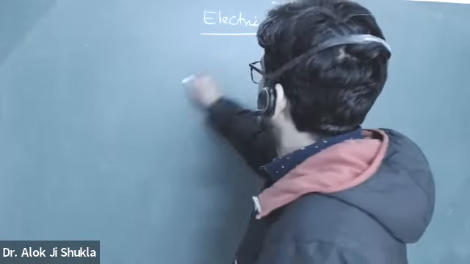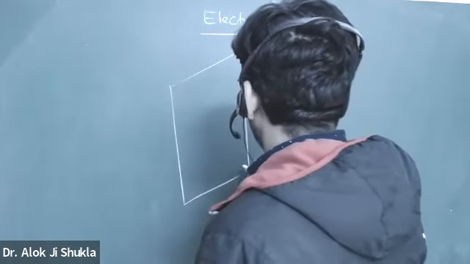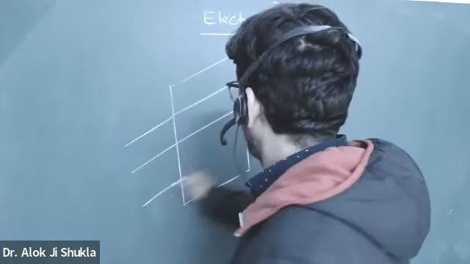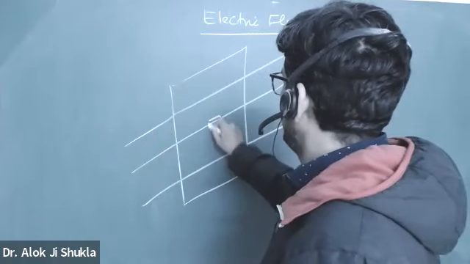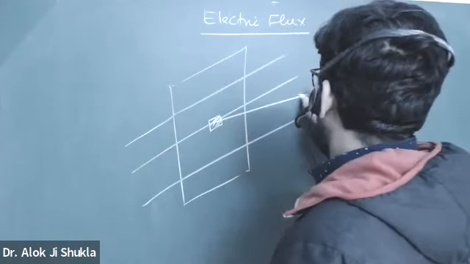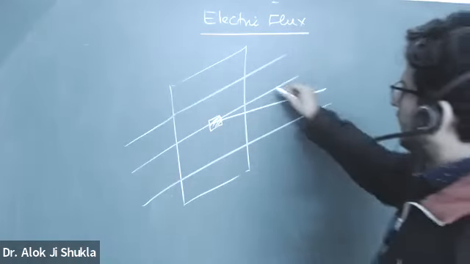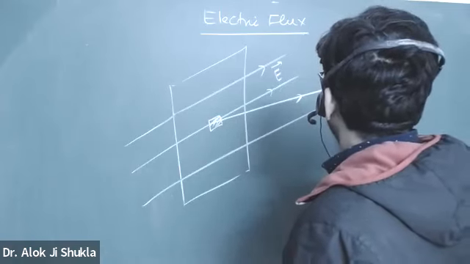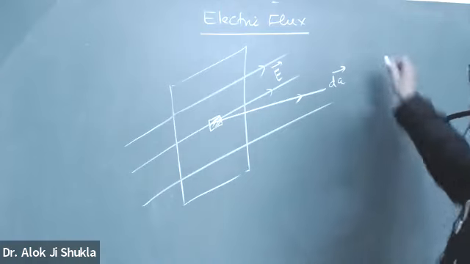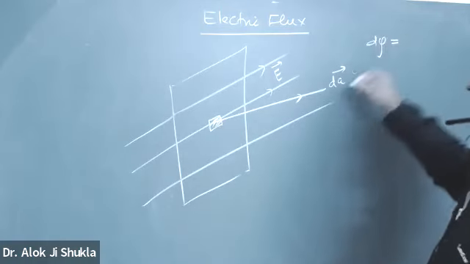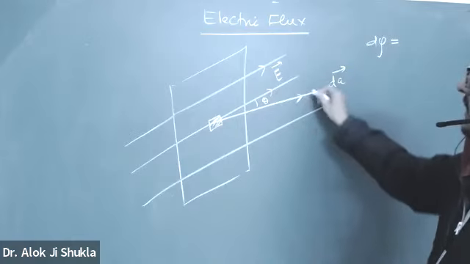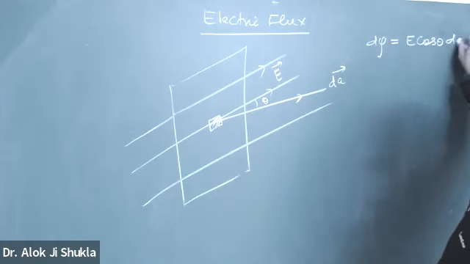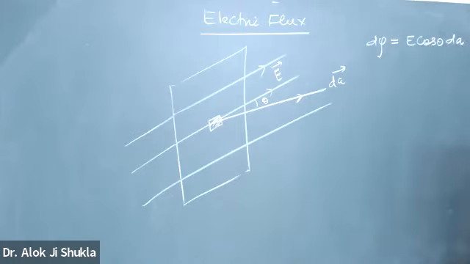So if you have some surface like this, and there are field lines crossing the surface like this, and you take a small area, and this is the area vector. This is the electric field. Okay, this is the area vector, so let us write it as dA vector. So the flux is defined as, if this angle is theta, its component this side will be E cos theta. So it is defined as E cos theta into dA. This is the definition of flux.